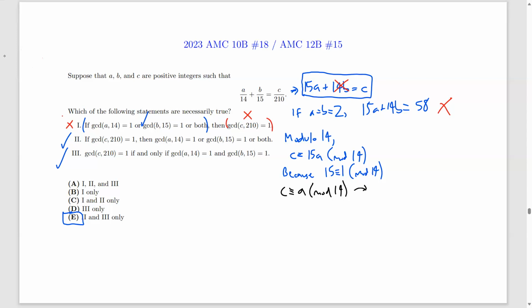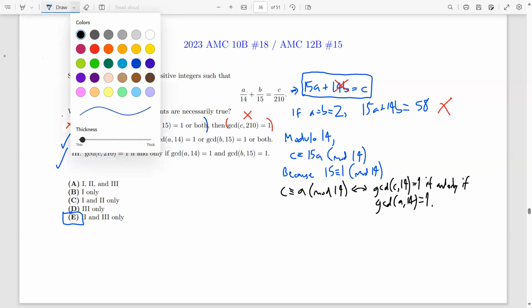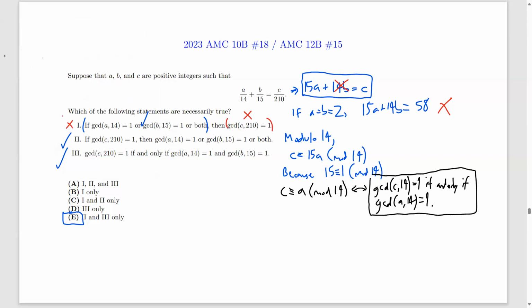Another way of phrasing this is that the GCD of c and 14 is equal to 1 if and only if the GCD of a and 14 is equal to 1. So therefore, this statement here has to be true. Now, this does not mean the GCD of c and 14 is equal to 1. That does not have to be true. All this says is that either both of these are relatively prime with 14 or neither of them are.